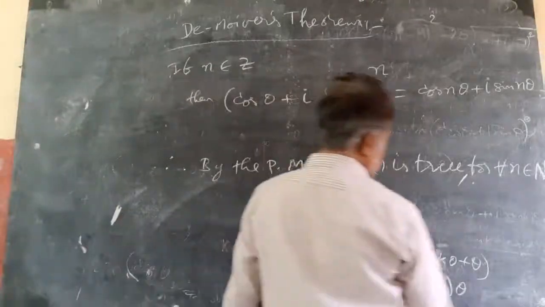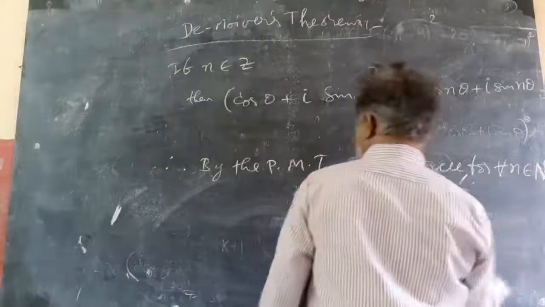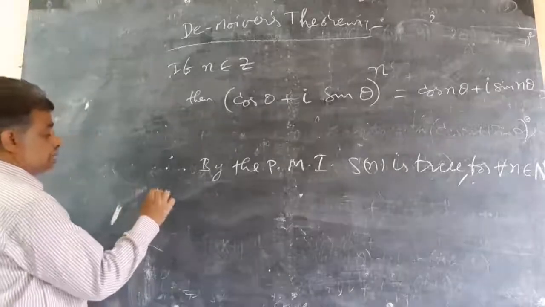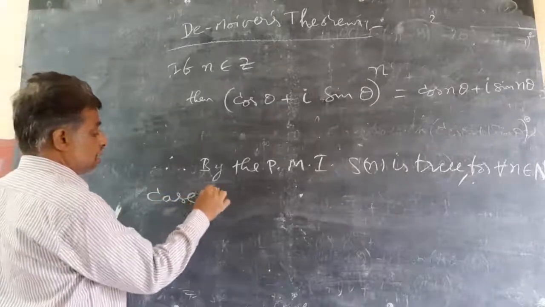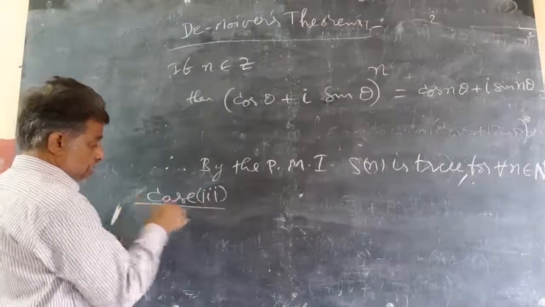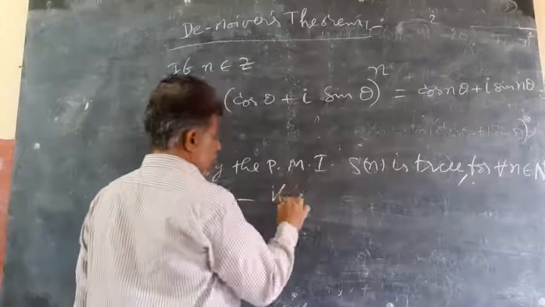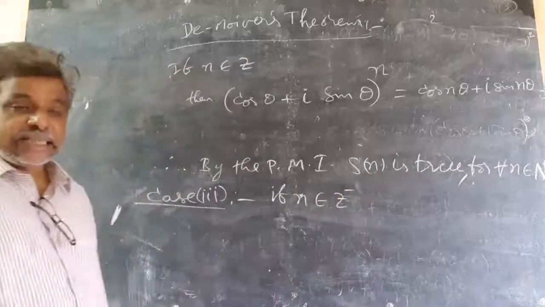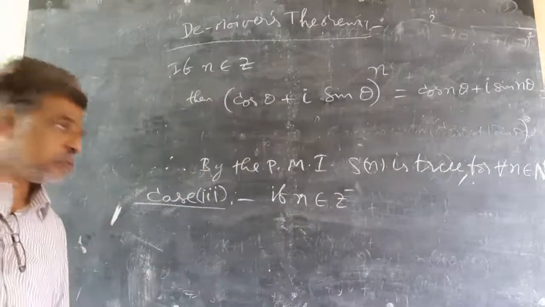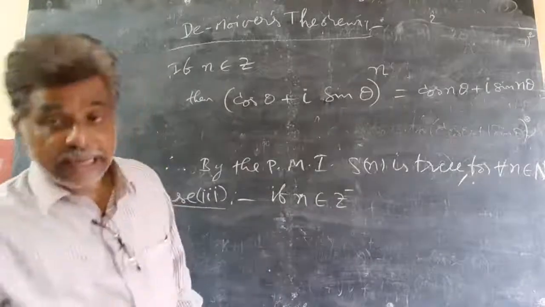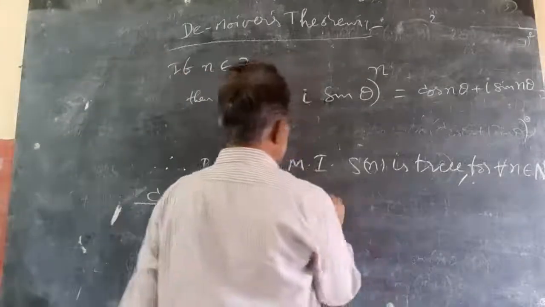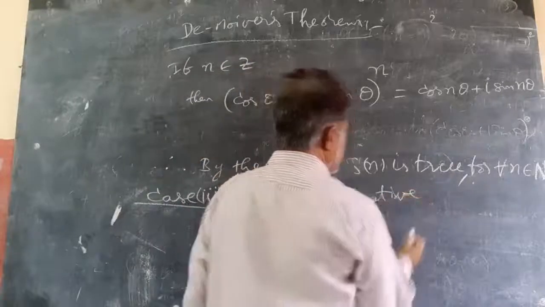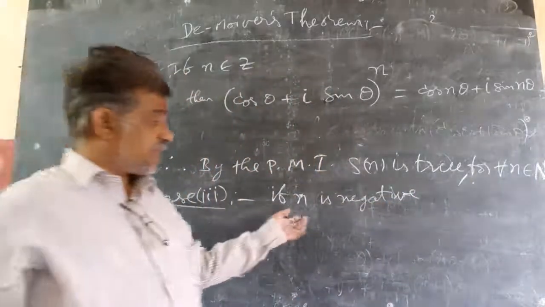Case 3. I will use case 2 in case 3. Case 3: n belongs to Z minus, negative integers. If n belongs to Z minus, means n is negative. Otherwise, instead of writing this, we can write n is less than 0. Give a choice of writing.